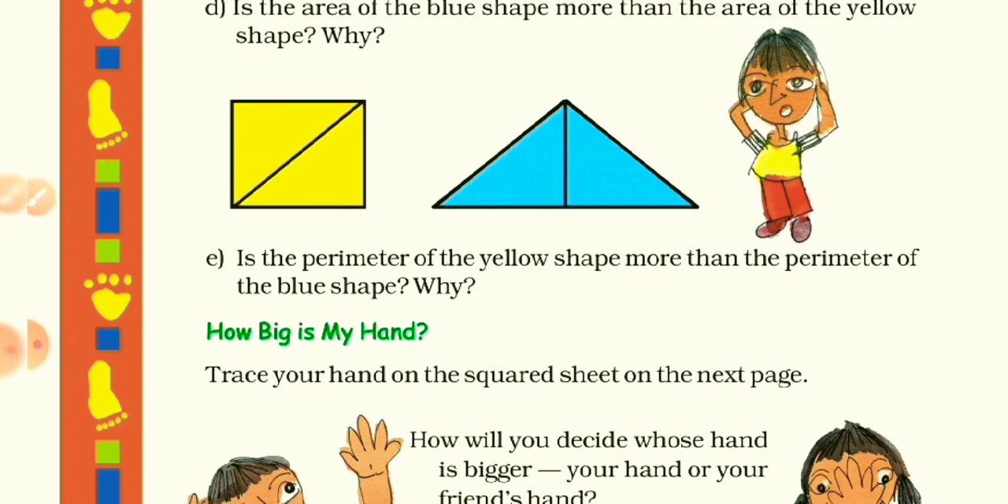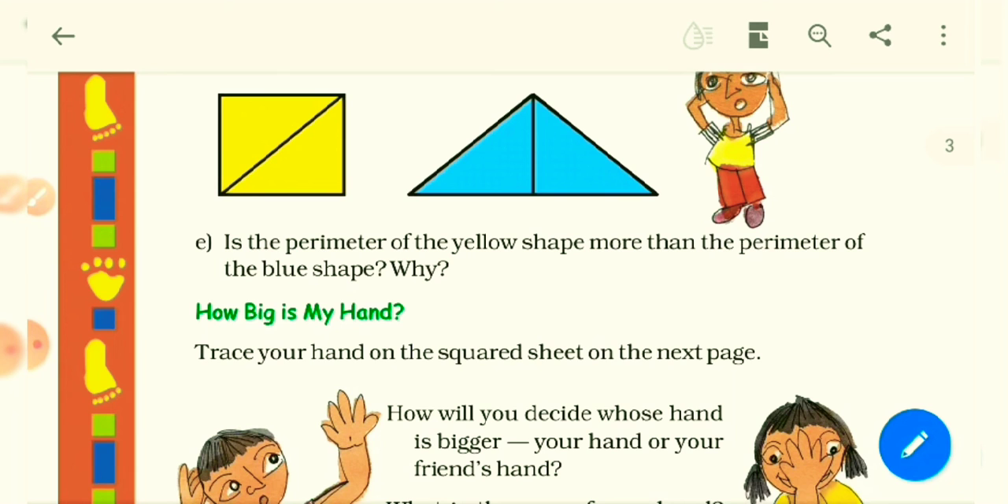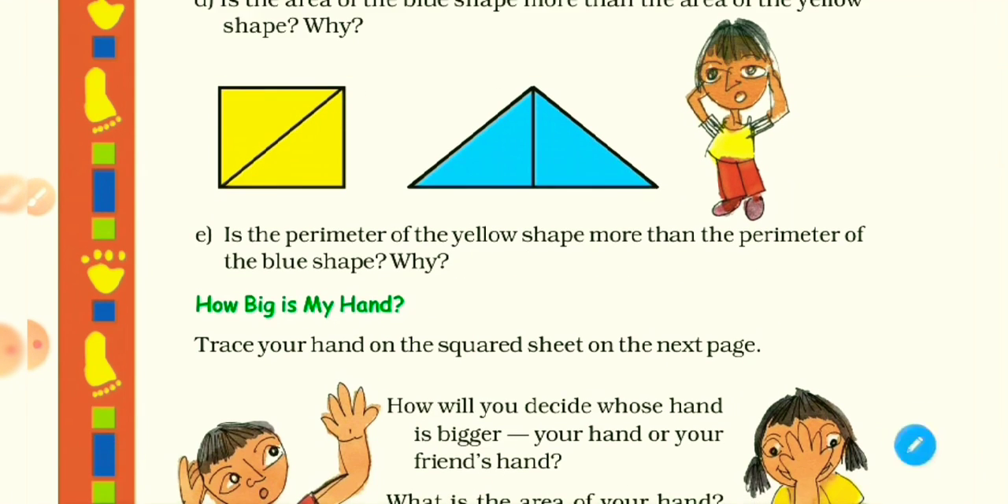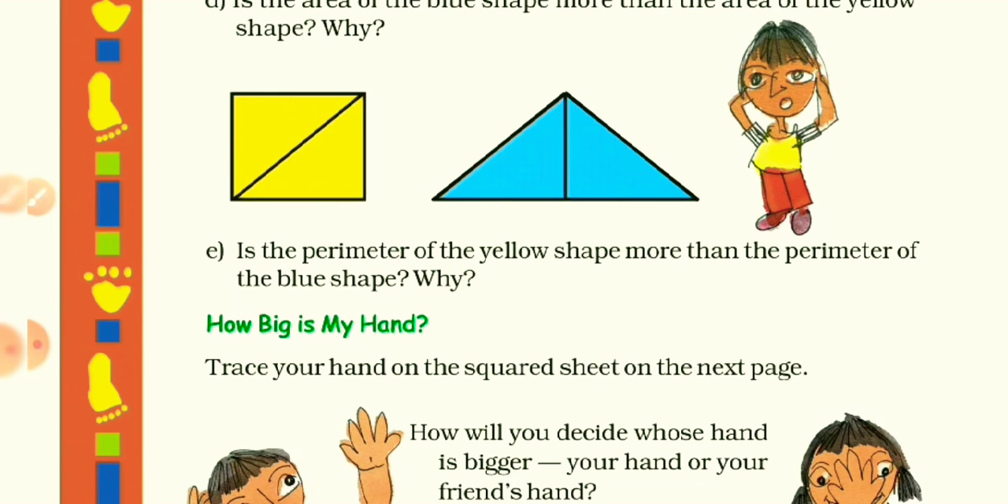Now next question is, is the perimeter of the yellow shape more than the perimeter of the blue shape? Why? So we can easily say that no, the perimeter of the yellow shape is not bigger than the blue shape. So this topic is covered.